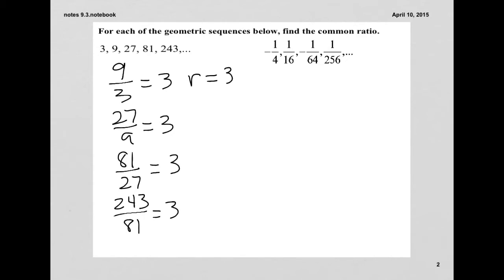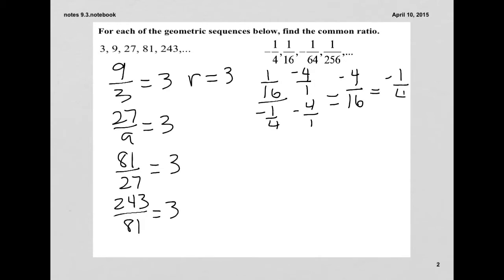Okay, we do the same thing with our next problem, except we're having to work with fractions, so that's 1 over 16 divided by negative 1 over 4. Well, we flip this over, that makes that negative 4 over 1, that we multiply the top and the bottom by, and we get negative 4 over 16, or negative 1/4. So we know for our problem here, the common ratio is going to be equal to negative 1/4.